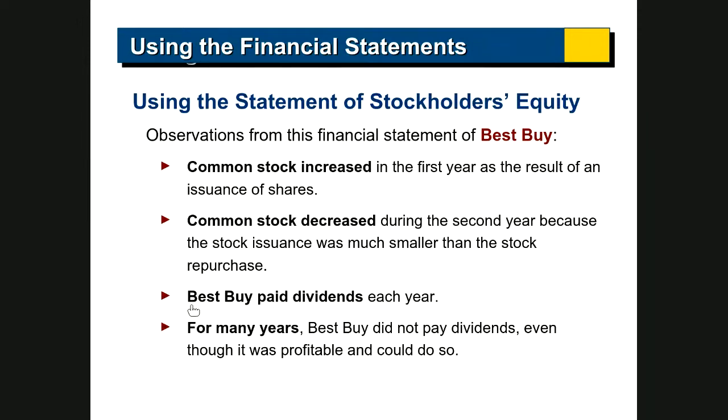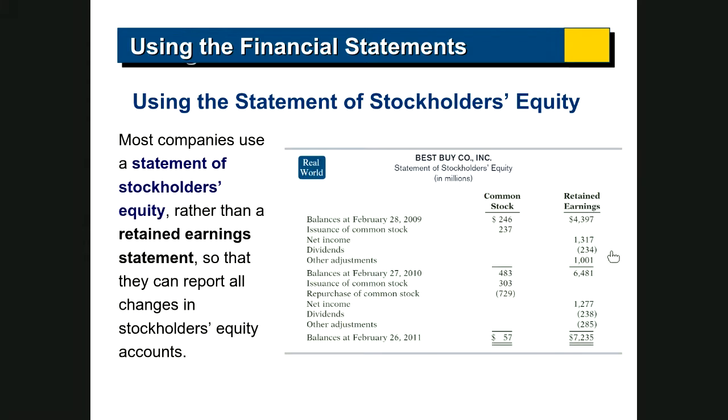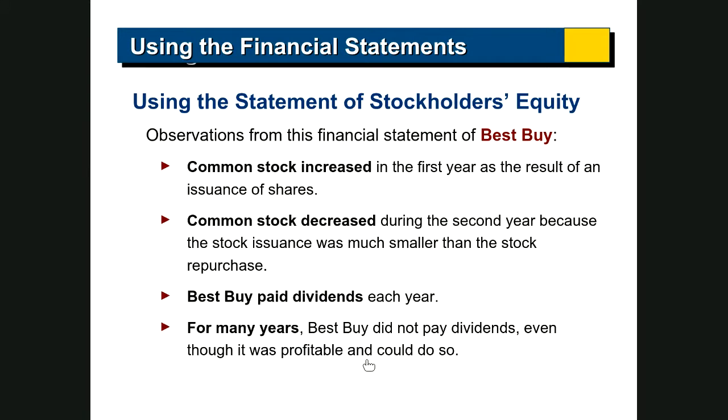It also shows that Best Buy paid dividends each year. So here, you would see dividends were paid in 2010, and dividends were paid here in 2011. In both years, dividends were paid. And then for many years, Best Buy did not pay dividends, even though it was profitable and could do so. What this means is, when it comes to common stock dividends, the company can choose to pay the dividends if it wants to, and if it does not, it can withhold.